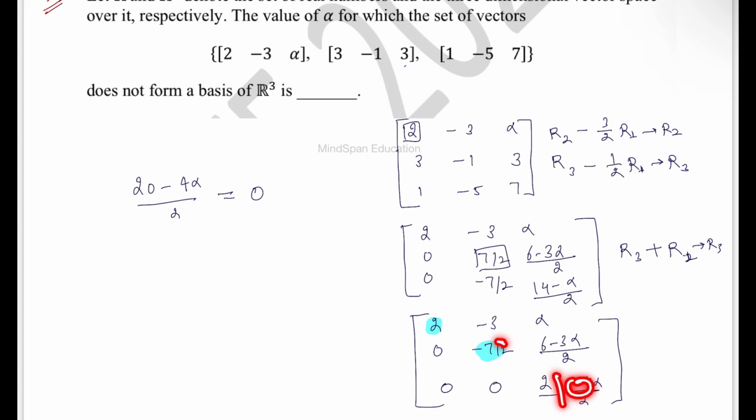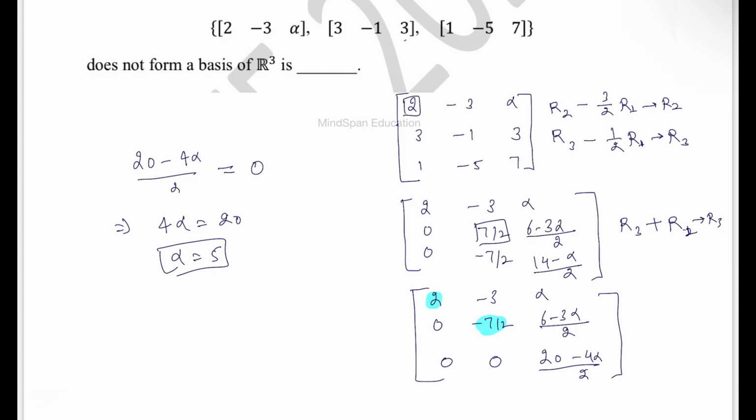If it is 0, then 0 cannot be a pivot, right? So from here what you can say is that 4 alpha is equal to 20, so alpha is equal to 5, right? And this is one way to do that. Another way is you can just proceed with the determinant, and the determinant should be equal to 0, right? Because if these set of vectors are dependent, then their determinant is going to be 0, because one of the rows will be a linear combination of the other rows. That is why the determinant would be 0 in order to not have a basis with these set of vectors.